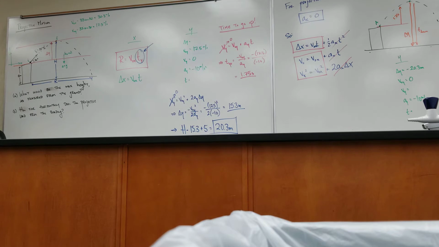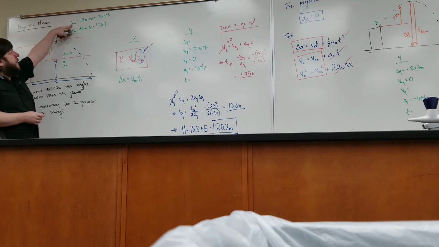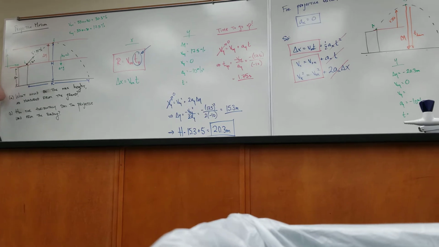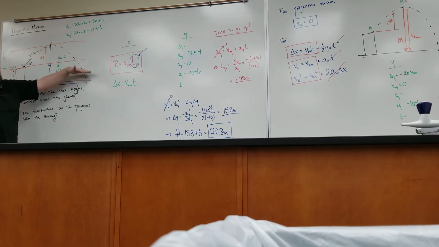Why is v naught x 30.3? That's the x component of the initial velocity. And remember, it doesn't change no matter where you are in the trajectory because there is no horizontal acceleration. So if you started by traveling horizontally at 30.3, you're always traveling horizontally at 30.3.